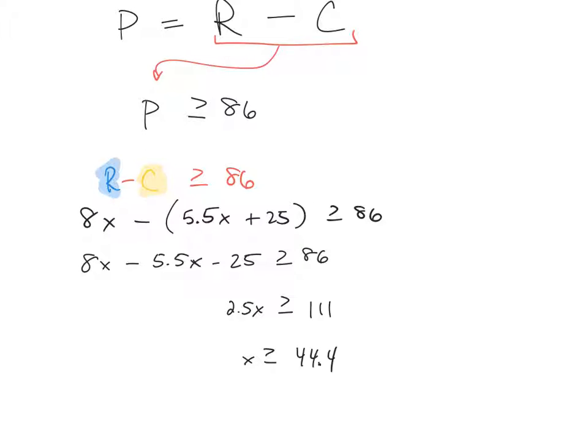Because normally you would round this down, wouldn't you? If you rounded this to the nearest calculator, wouldn't you round it to 44? But if you only sell 44 calculators, you're not going to make a profit. This statement here says we need to sell more than that many calculators. What's the next amount of calculators more? Yeah, 45.